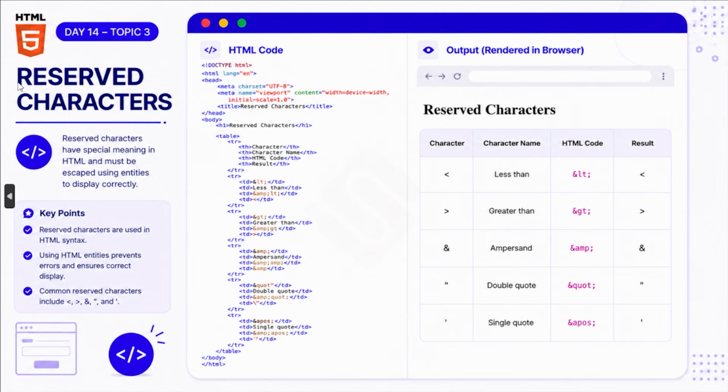Let's learn about reserved characters. Reserved characters are symbols that have a special meaning in HTML syntax. Because HTML uses these characters internally, they must be written as entities when displayed on a web page. So why use the reserved character entities? Prevent HTML errors, display code examples safely, maintain a valid HTML structure, and improve website reliability.